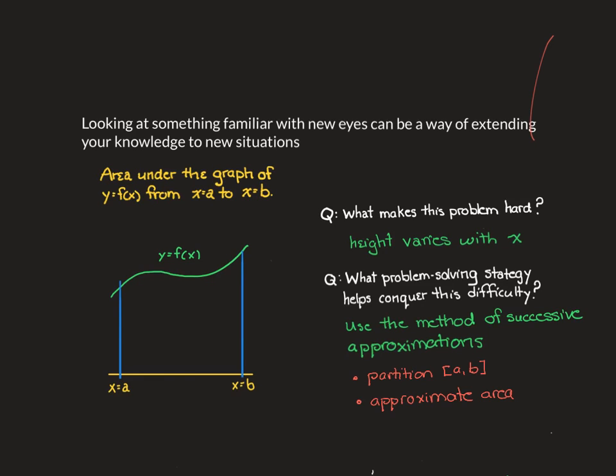And we approximate the area where the height doesn't vary quite as much, so we're going to pick a value in that interval and figure out the height there. So approximate the area over a slice. And then we're going to sum. And altogether, this gives us an approximation.